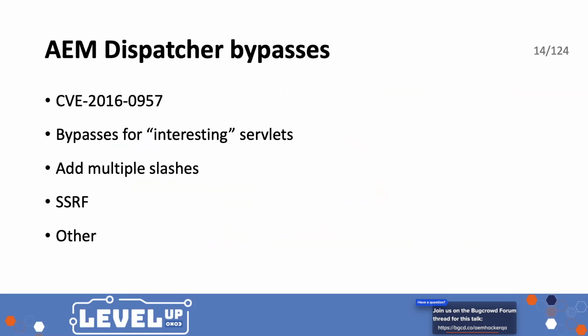In my arsenal, I have 4 methods to bypass AEM Dispatcher. The first one is a CVE from 2016. It still works quite well today. The second one was discovered by me this year. It allows access to some of the servlets, bypassing Dispatcher patched for the CVE. And the add multiple slashes method works sometimes against weird dispatcher policies. And the SSRF method might be a universal weapon for dispatcher bypass.